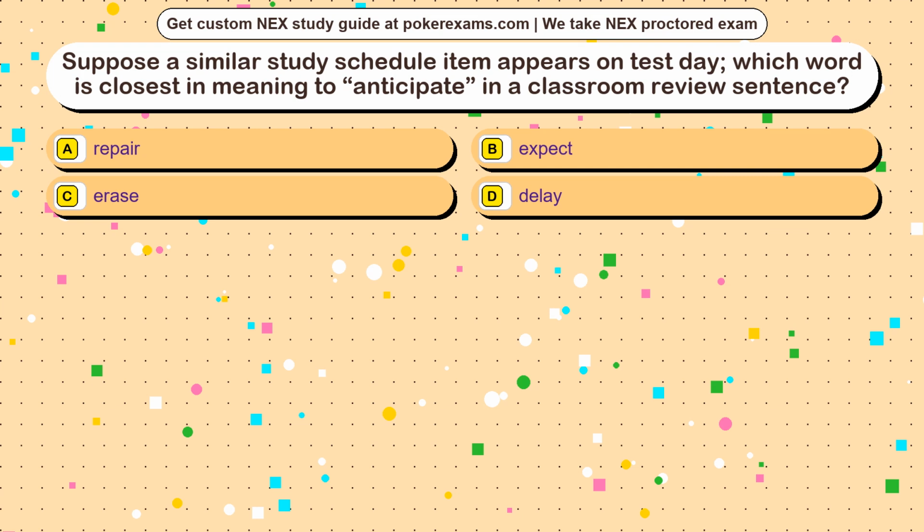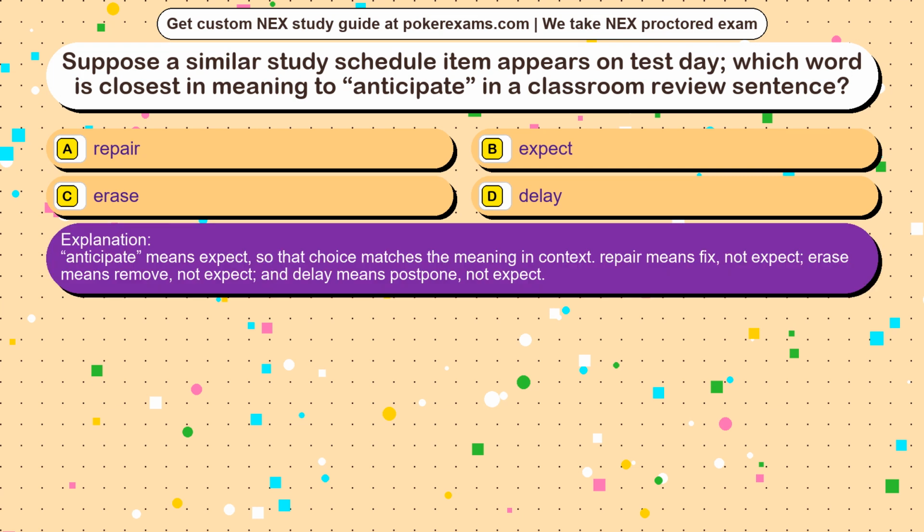The correct answer is option B. Anticipate means expect, so that choice matches the meaning in context. Repair means fix, not expect. Erase means remove, not expect. And delay means postpone, not expect.